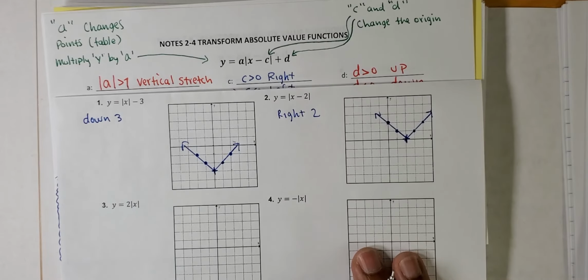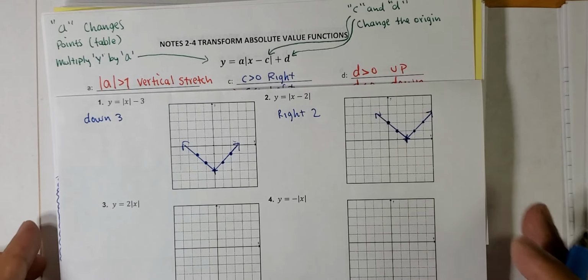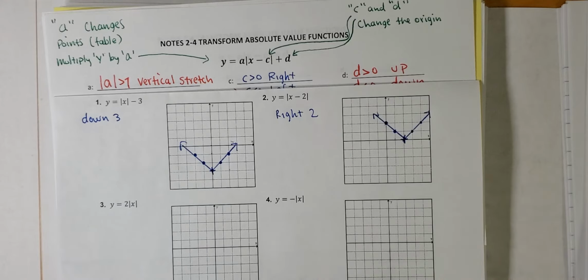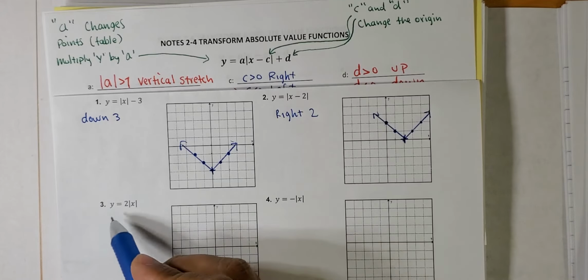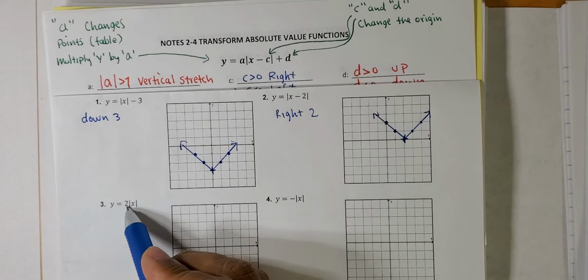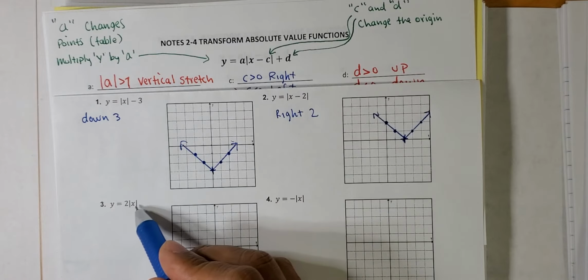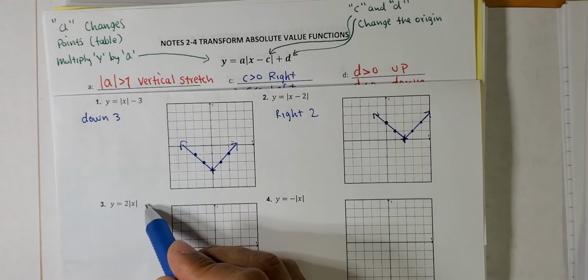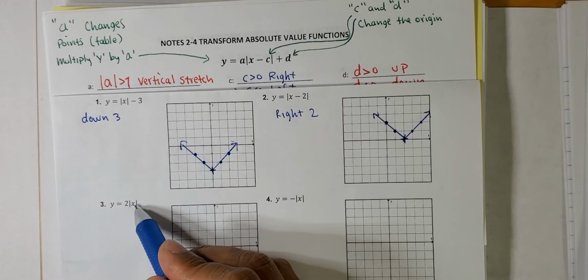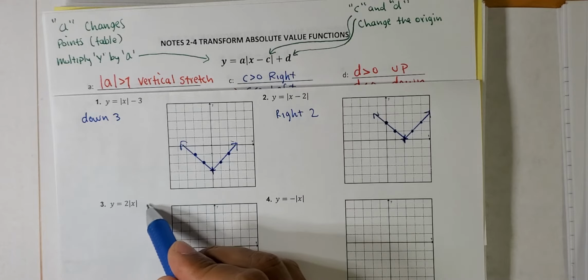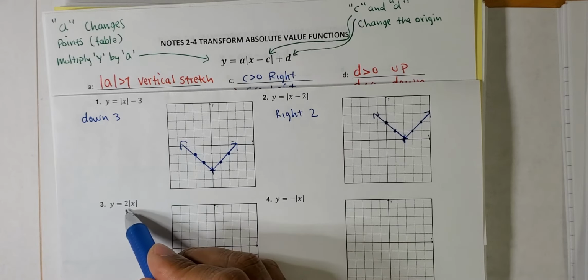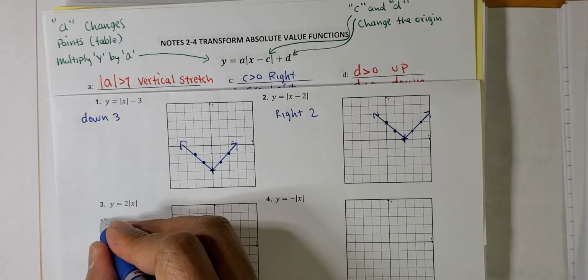So on this one here, I'm going to try to show you what I have on top of the paper. So I'm going to point out some things here. Notice here you do have a value in front of x, and it is a 2. So in this case, that's your a value. There is nothing inside of the absolute value here with the x, and there is nothing outside of the absolute value. So there is no shift to the left or to the right, and there is no shift up or down. So all that's going to happen here is that this graph is going to have a vertical stretch.